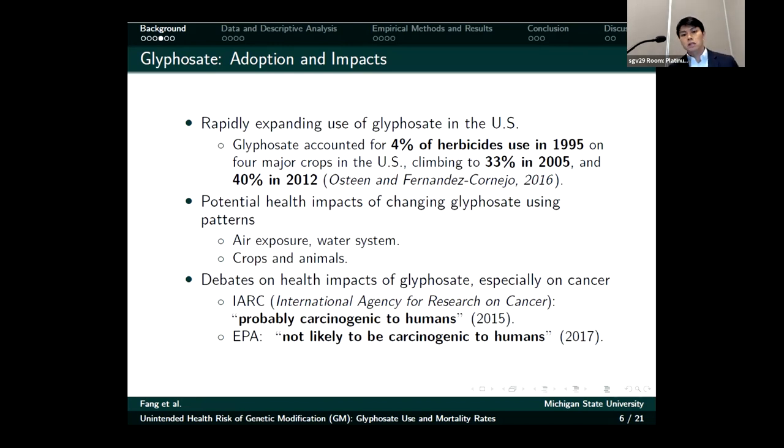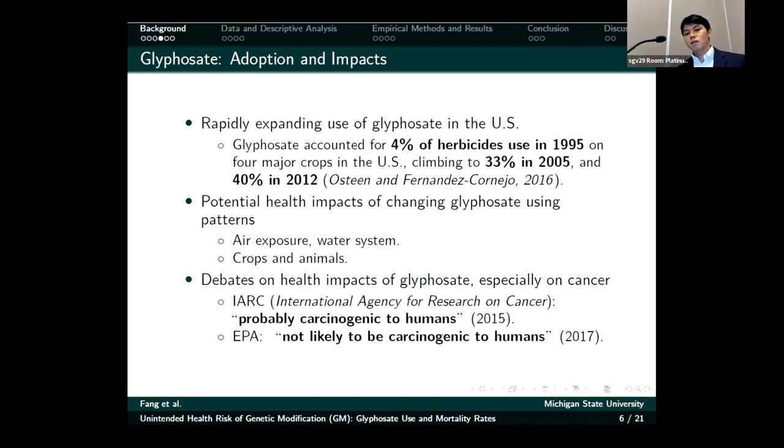So glyphosate only accounted for 4% of herbicide use in 1995 of four major crops, so cotton, soybean, wheat, and corn. However, it climbed to 33% in 2005 and 40% in 2012.